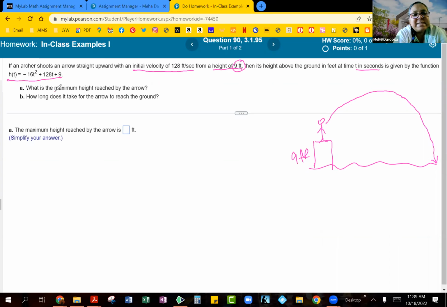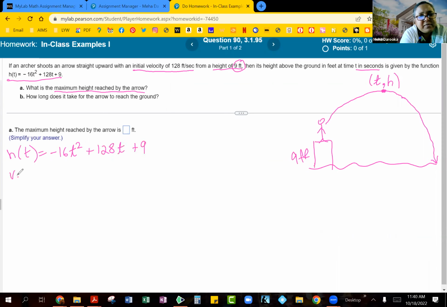Now they want to know what is the maximum height reached by the arrow. If we're talking about the maximum height, we're talking about what your vertex is going to be. In this case, since we have t as our variable and height as the dependent variable, you can think of this as t comma h. So you are literally finding the vertex of this equation. Our equation is h of t equals negative 16t squared plus 128t plus 9.